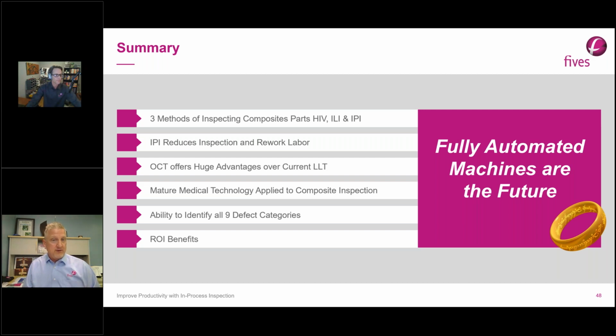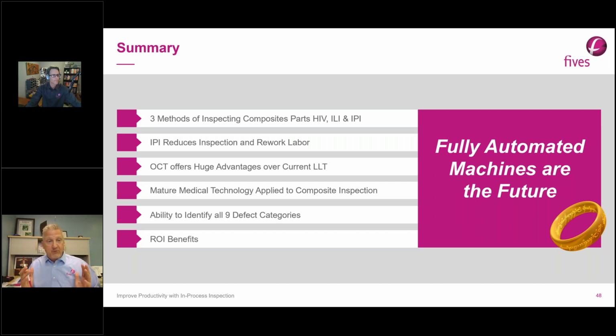So still great feedback. The next is it's mature medical technology applied to composite inspection. So we didn't invent a sensor here. We were fortunate that the NRC and Ollie came to us with this OCT technology and saw that this had a place in composite inspection. So we're just applying that mature technology. I believe the first OCT sensor was implemented for eye disease back in 1991.